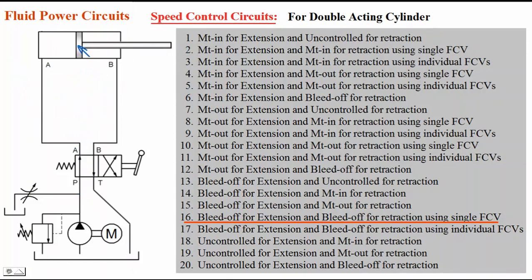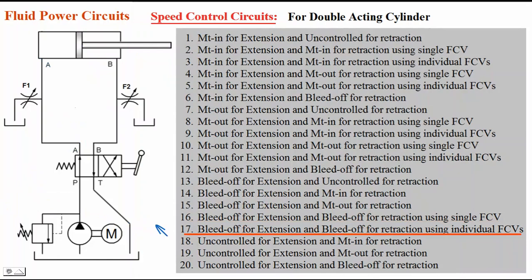Okay, using only one flow control valve. So the next circuit is this one: bleed off for extension and bleed off for retraction using two individual flow control valves. See here, in first position, oil is flowing from P to A and B to T.